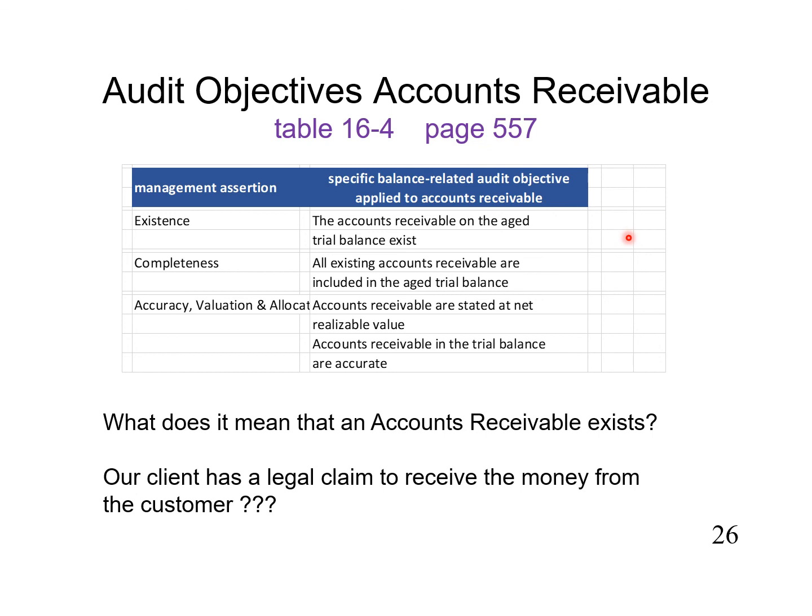Accounts receivable exists. What does it mean that an accounts receivable exists? I think an accounts receivable means our client has a legal claim to receive the money from their customer. Does that make sense? This is probably good enough for where we're going, but think about what it means that an accounts receivable exists. Somebody owes the money. They have a legal claim to that money.